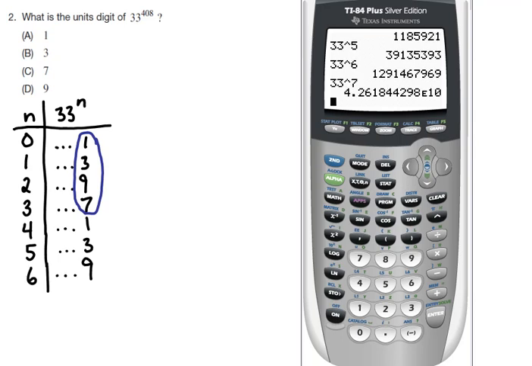You should note that when we go to 33 to the seventh power, we no longer have the units digit available. So we can't really do any more than that. We're going to have to make a guess based on what we see that there is a pattern 1, 3, 9, 7, 1, 3, 9, 7, etc. So I'm going to put away the calculator at this point. It really doesn't help me anymore.